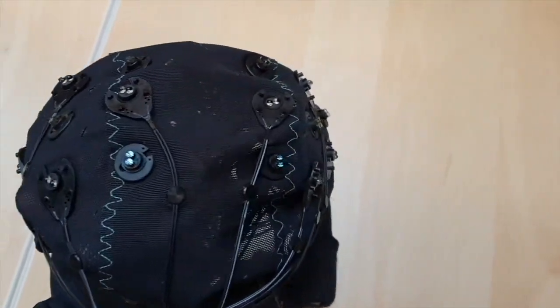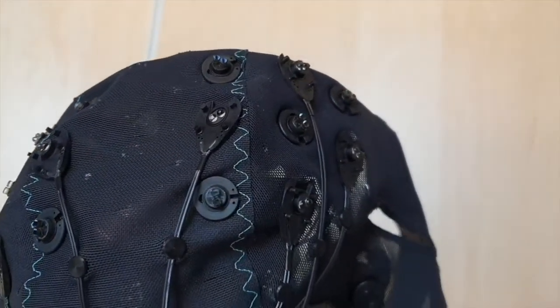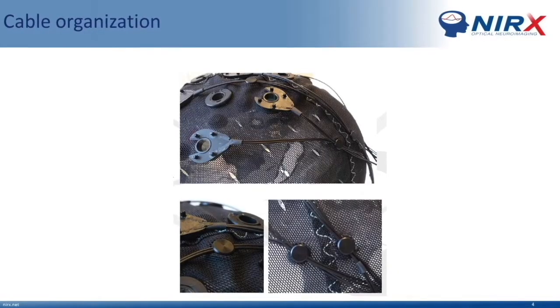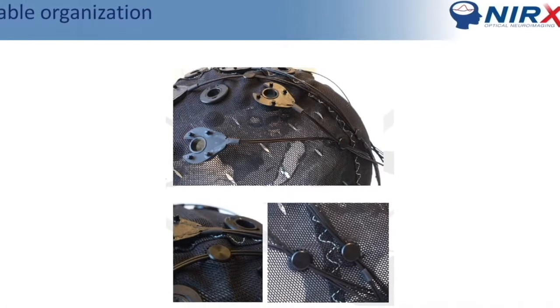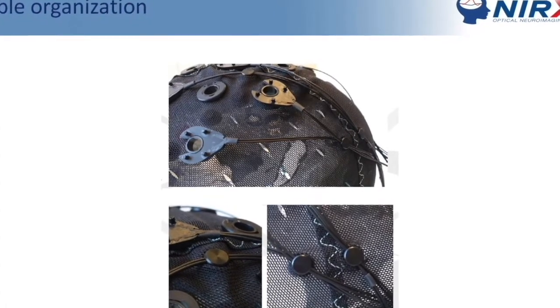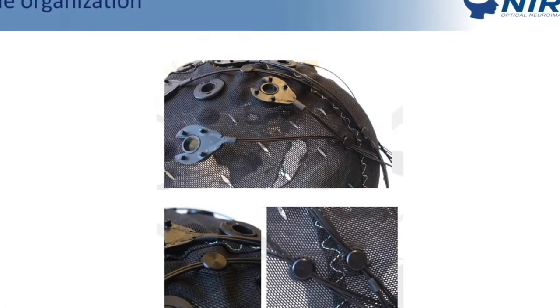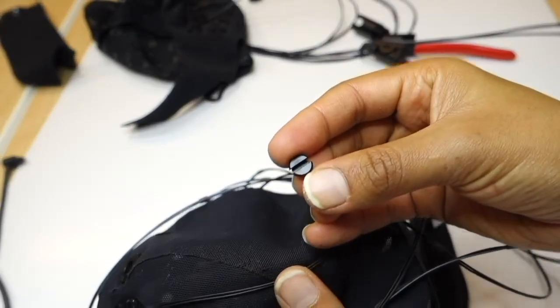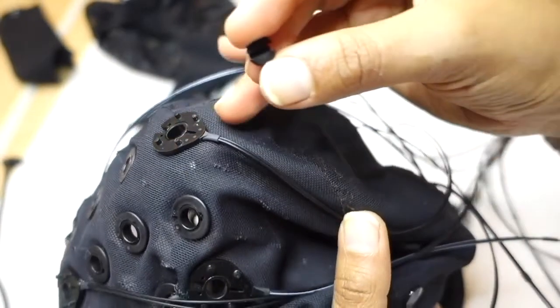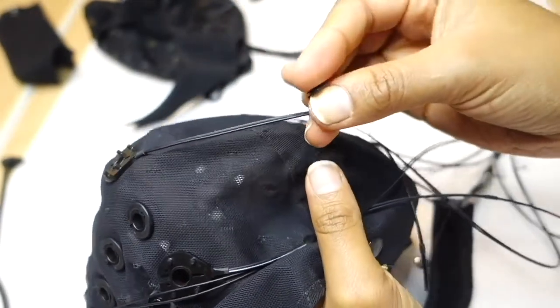And you can simply repeat the process for placing all the short detectors. The short channel detector fiber optics is routed underneath the cap. So it's important to use organizing clips to hold the fiber optics in place. And these clips, as you see here, can be positioned in any available free slits in the cap.